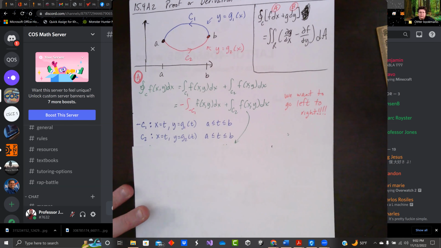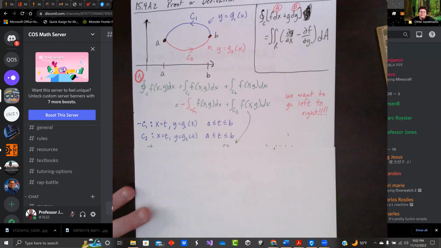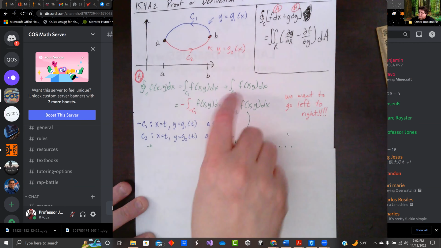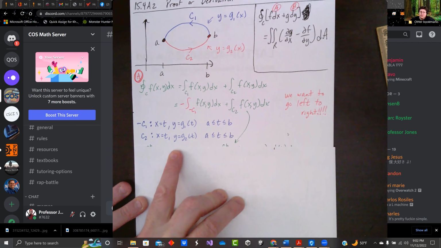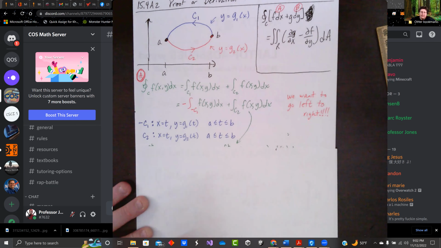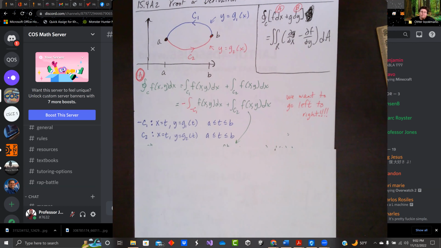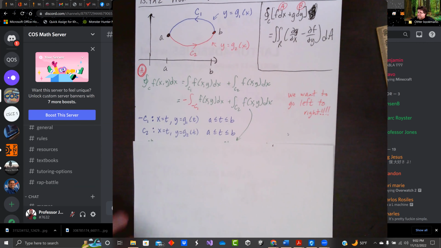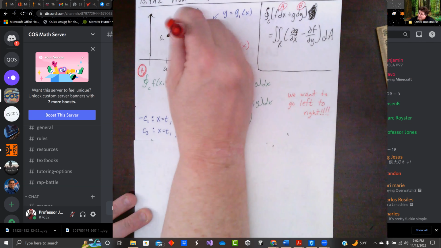So now let's look at parameterizing our curves. Negative C1 and C2, we're going to set both equal to x equals t, and y is going to equal g1 of x or g1 of t, and y equals g2 of x or g2 of t. And now we can use t going from A to B on both of them because we switched the direction C1 was going. We're going to go along negative C1. So negative C1 is back that way.